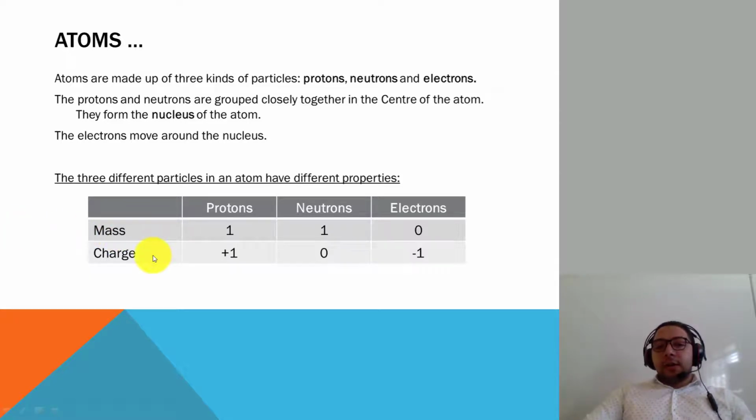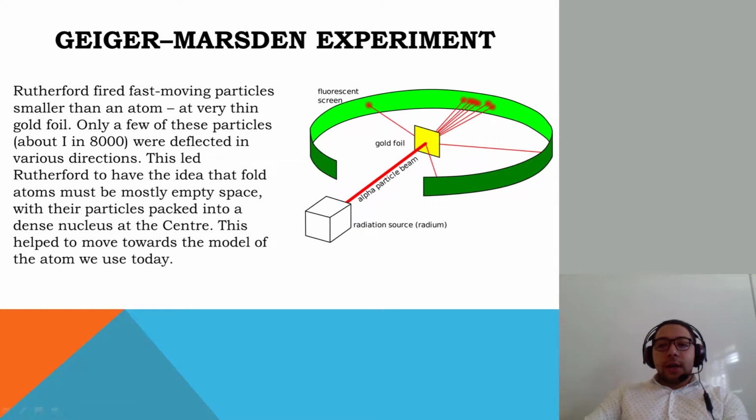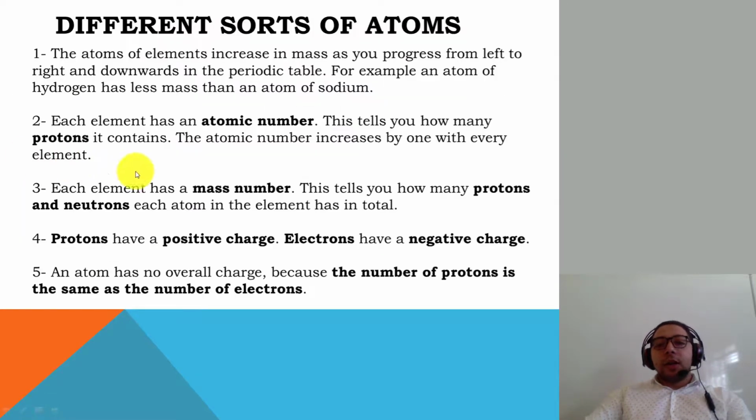Do you remember this table? We said that a proton has a value of 1, a neutron has a value of 1, while the electron has no value and can be neglected. So when you are measuring the mass of an element, we are measuring the number of protons and neutrons found inside an element. So the mass number represents both the number of protons and neutrons. When you add the protons to the neutrons, you get the mass number.